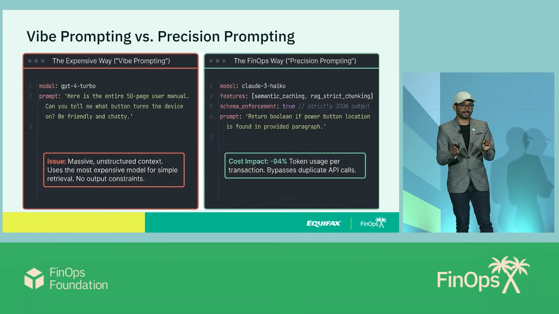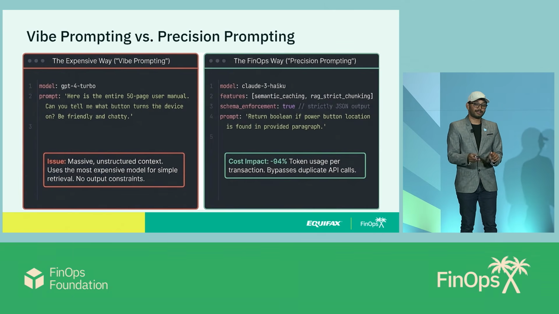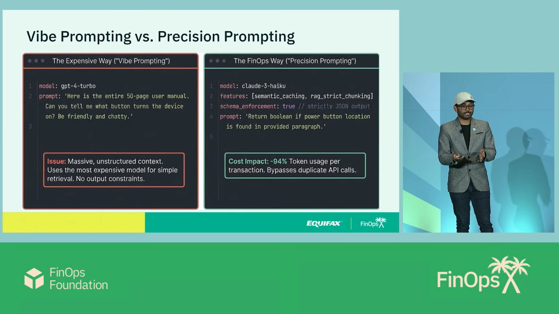But look at the right side, which is the FinOps way, the precision prompting. We just switch to a smaller model like Claude 3 Haiku, which serves the purpose and enables specific features like semantic caching and strict RAG chunking.